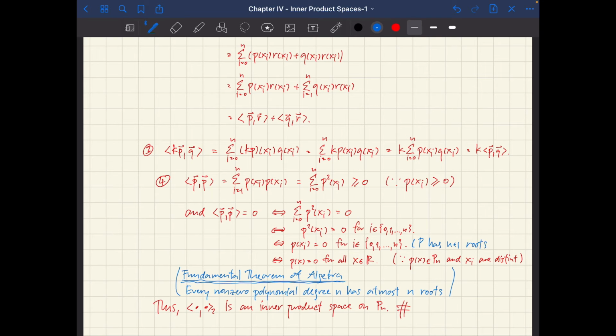Okay, and moreover, the xi are distinct, right? What does it mean? This polynomial is a polynomial of degree n and has n plus 1 roots that are all distinct. What does it mean? It means that this polynomial is equal to 0 only. Okay, that's why we can conclude that this one is true. And we can show that this function is an inner product on Pn.